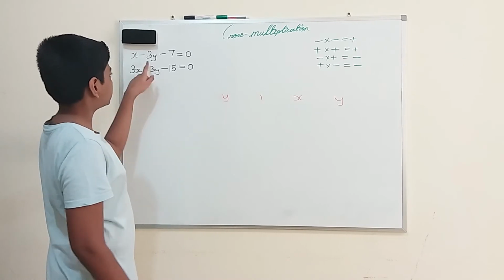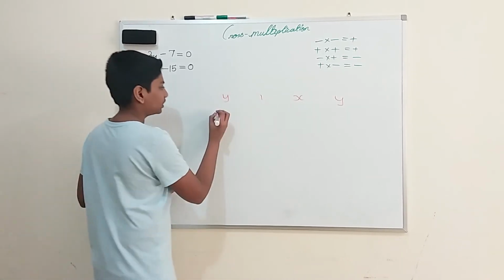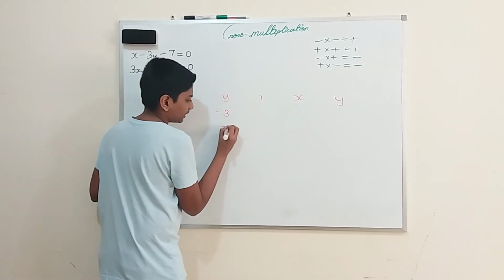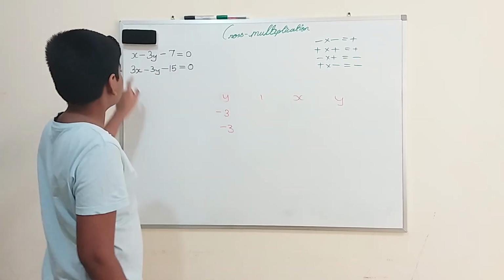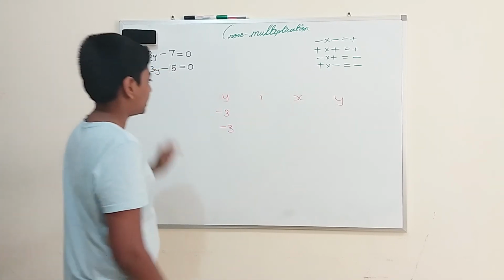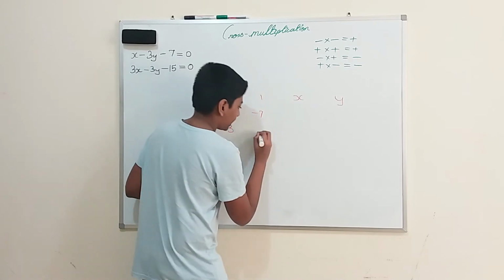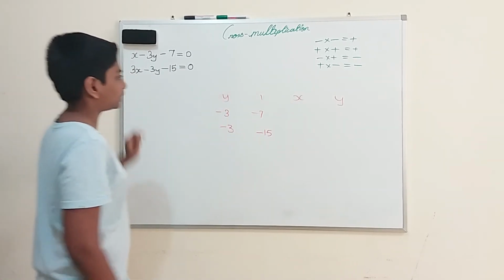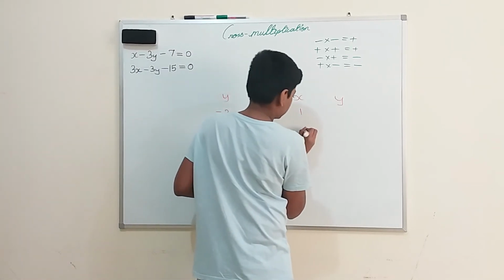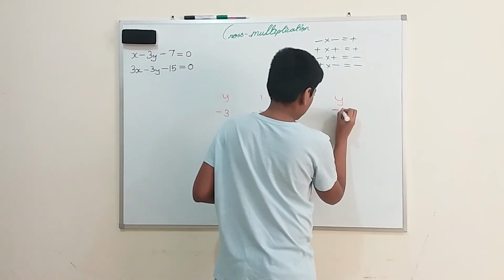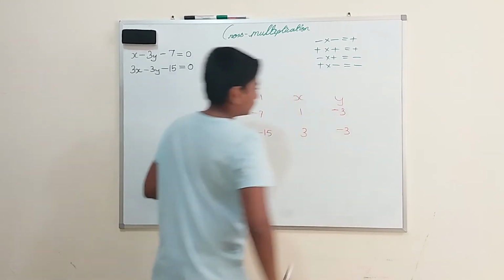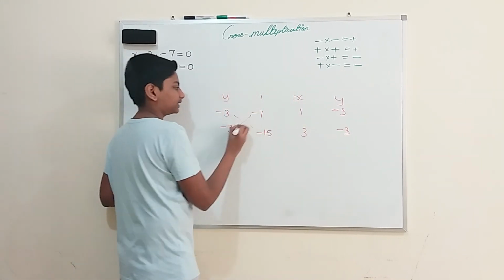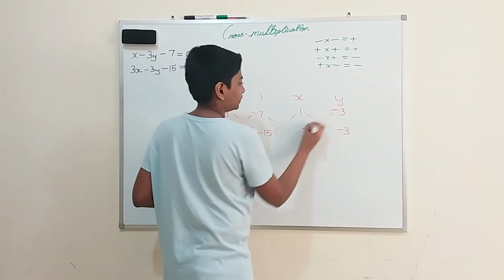So y's value is nothing but minus 3 and minus 3. And 1 over here is nothing but minus 7 and minus 15. And x over here is nothing but 1 and 3, and y over here is minus 3 and minus 3. Okay, now we'll just multiply these both, and these both.